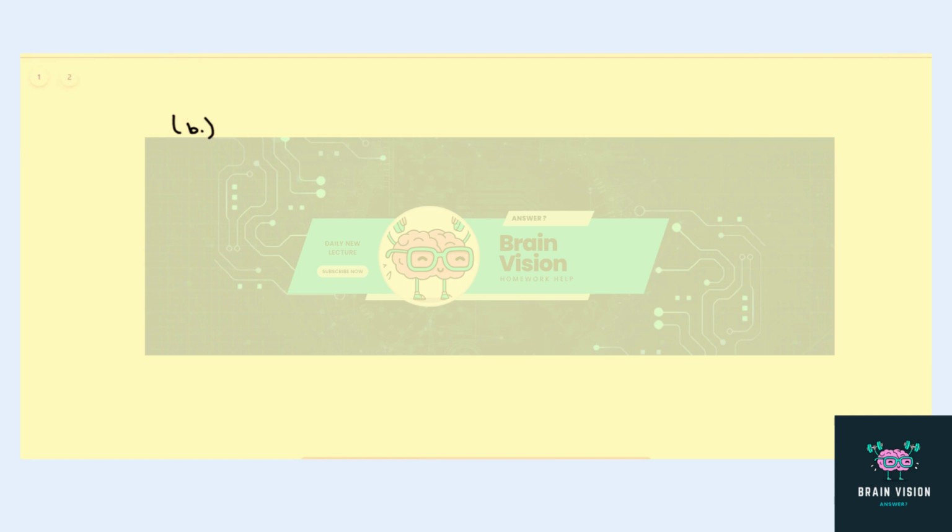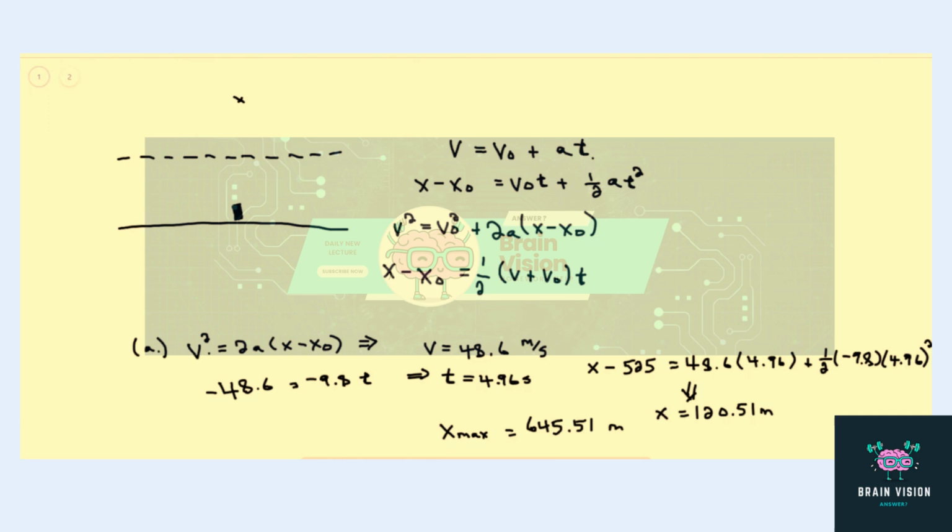For part B, we need to figure out the time it takes for the rocket to reach all the way back down to the ground and the velocity that it is at that point. So let's look at this a little further. We know that the time it takes the rocket to get from here to the x is 4.96 seconds, which also means it takes 4.96 seconds for it to fall back down to this height here.